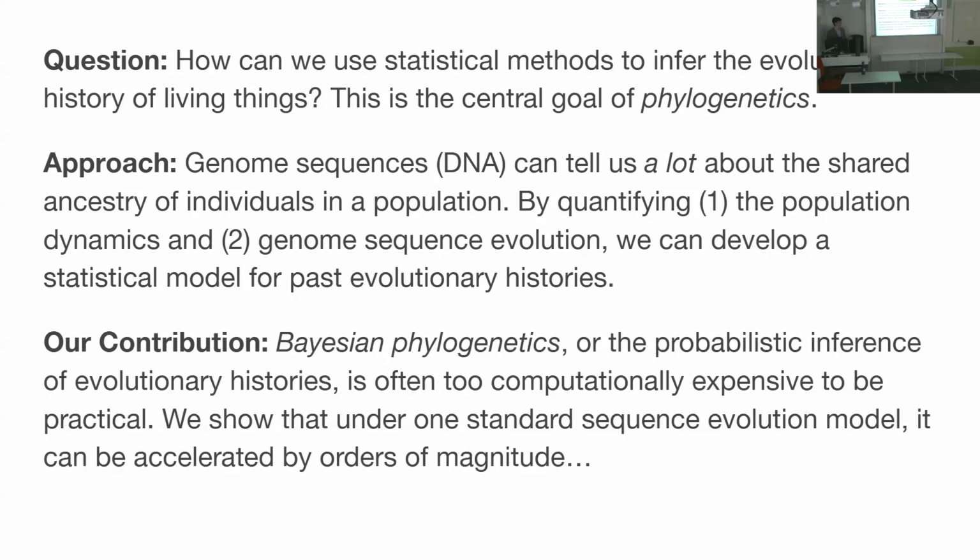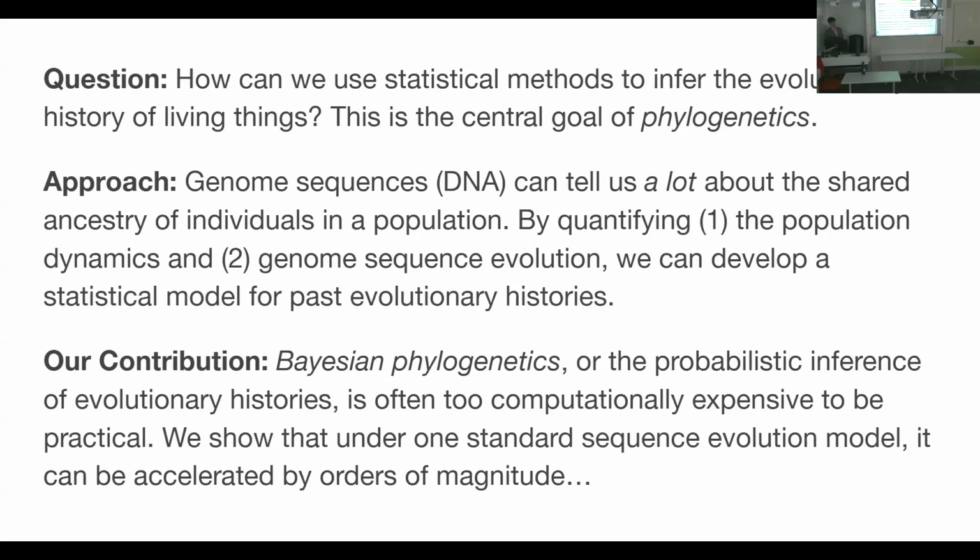And in order to apply statistics on these DNA sequences that we collect in the population, there are two key ingredients. One is a model of population dynamics, so how individuals in a population are related to each other ancestrally. And the second component is a model of genome sequence evolution. So I'll talk in the beginning of this talk a little bit about how each of those components is derived. And in particular, component one, the population dynamics model, has a lot of interesting and very rich theory behind it.